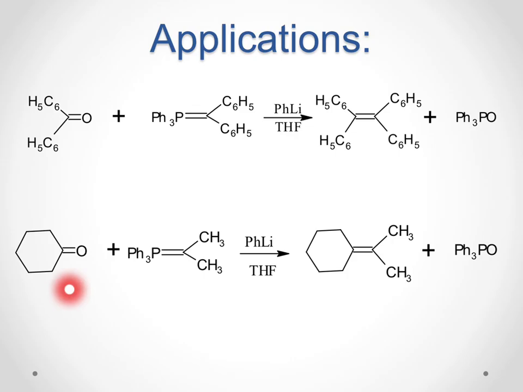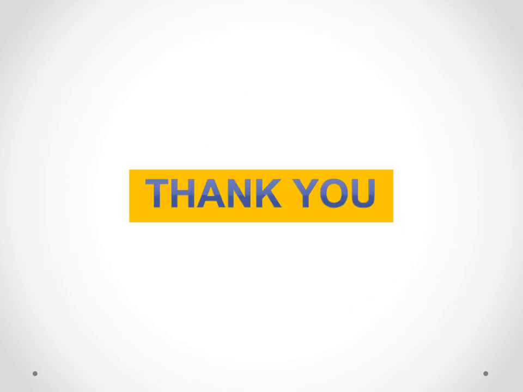If we take cyclohexanone and treat that with the corresponding phosphorus ylide in the presence of phenyl lithium as the base, then oxygen will be replaced by an alkylidene group to generate a highly substituted alkene. So I hope you like this video.